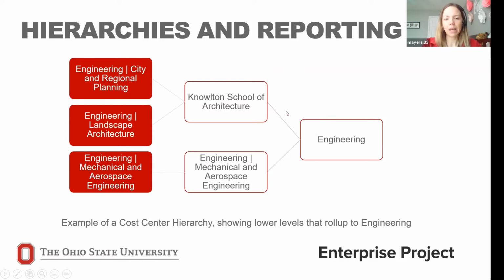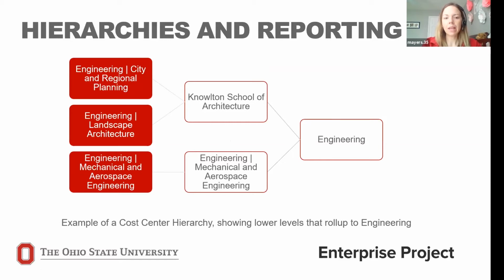Or maybe I want to look at just Knowlton School of Architecture. So I can just pull that versus going down to the lowest level cost center. And then maybe sometimes I do want to go to the cost center itself. So in the report, you have that capability. So all hierarchies do is roll values together to a higher level to allow us to select those levels in reporting.